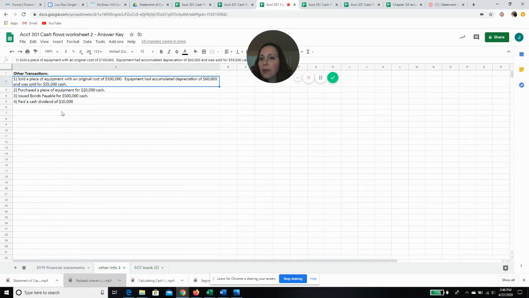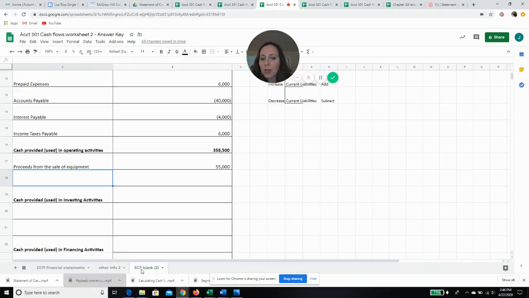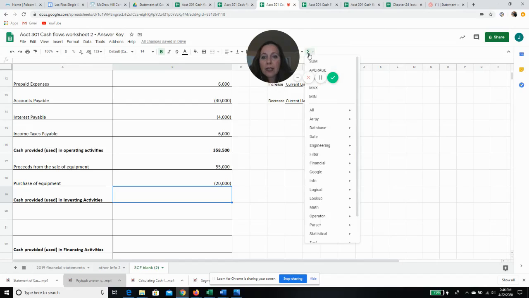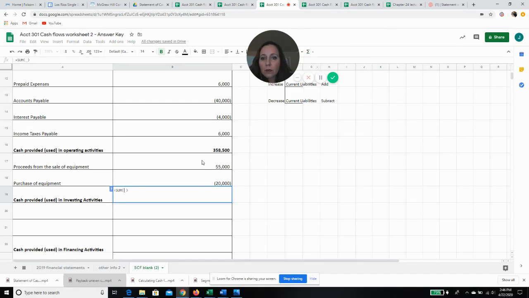Then I'm going to go to my other info and I purchased a piece of equipment for $20,000 cash. That means I debited equipment and I credited cash. So credit to cash is a decrease. So I'm going to put purchase of equipment and negative 20,000 because that was a decrease to cash. So my investing activities, I had cash provided by investing activities of 35,000. I had a net cash inflow from investing activities of positive 35,000.